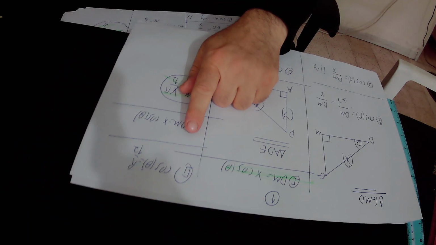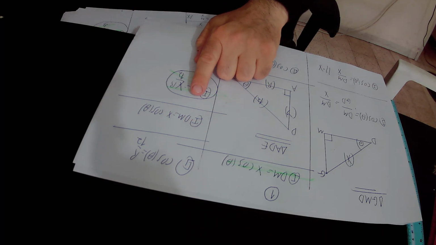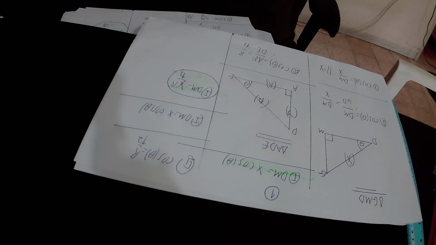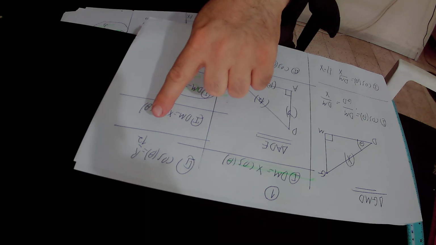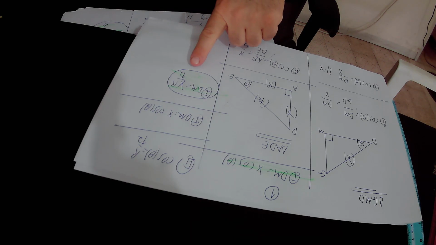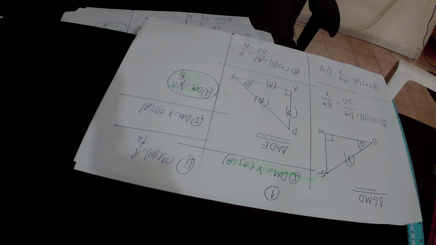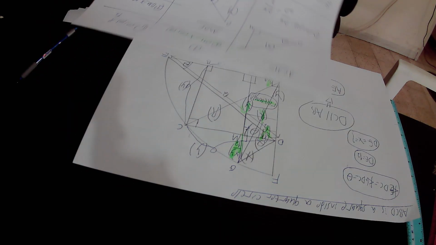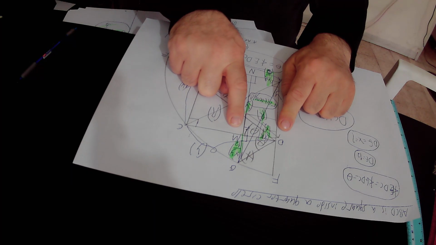According to equation 2, cosine theta equals R over 12, while according to equation 1, we have already found that DM equals x times cosine theta. So now we can substitute cosine theta in equation 1 by R over 12 from equation 2. We found that DM equals x times R over 12. So this side DM equals xR over 12.